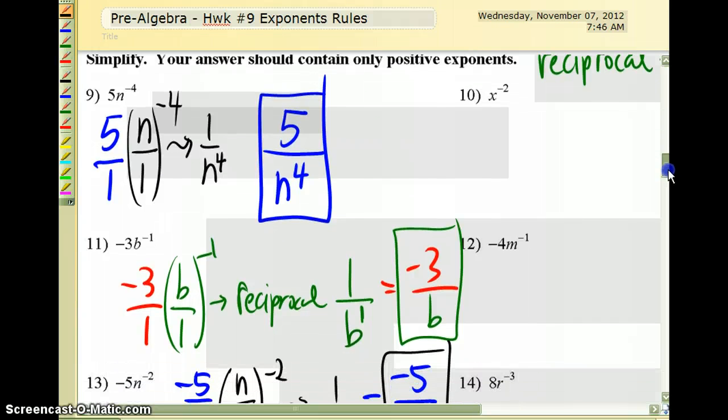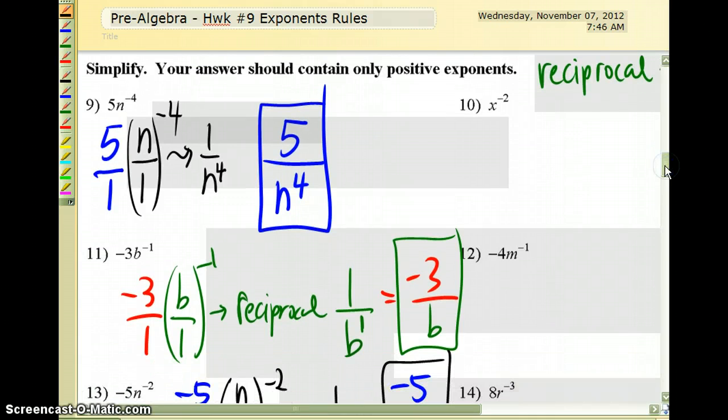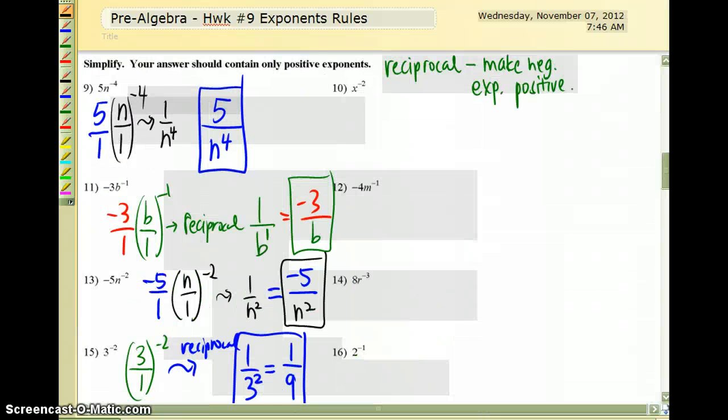Okay, and then going down to the bottom of the worksheet, in the previous video, I actually worked out the odd problems, but this time I'm going to work out the evens. I'm going to shrink it down a little bit.